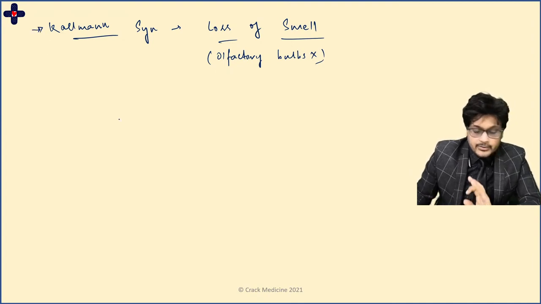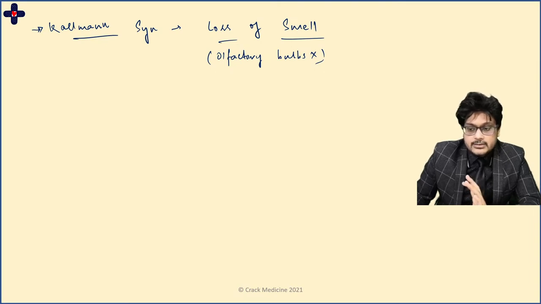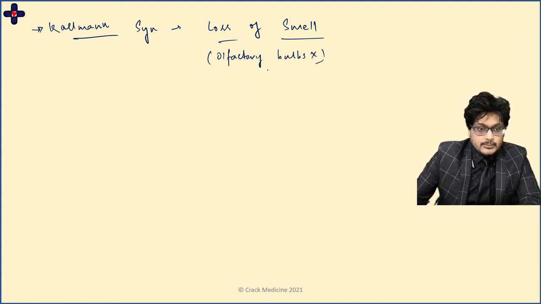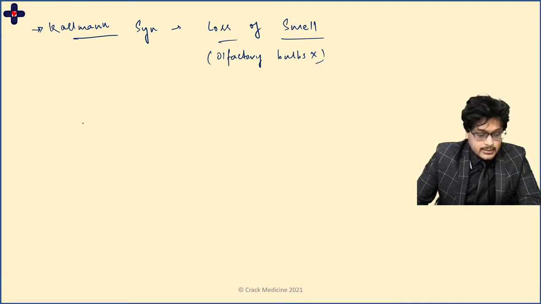So in your exam, if you want to go ahead with Kallmann syndrome, the moment you see loss of smell and any other signs of androgen deficiency, go ahead without thinking twice. All right. Basic defect is in the production of olfactory bulbs, right? You also have short stature and you have infertility, of course. That's why the patient will present to you.